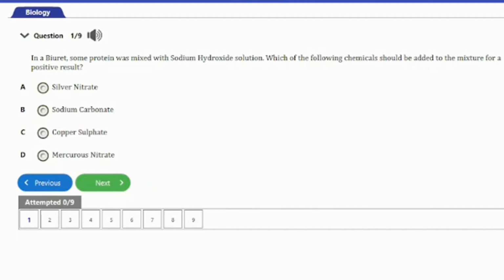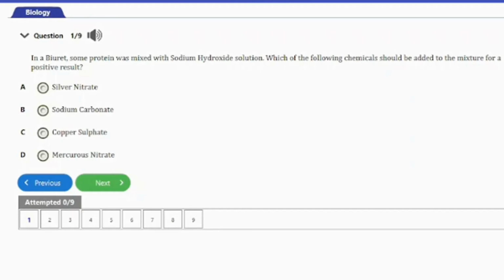question here. It says, in a burette, some protein was mixed with sodium hydroxide solution. Which of the following chemicals should be added to the mixture for a positive result? A. Silver nitrate. B. Sodium carbonate. C. Copper sulfate. D. Mercurous nitrate. So guys, the answer to this question is option C here, and that's copper sulfate.